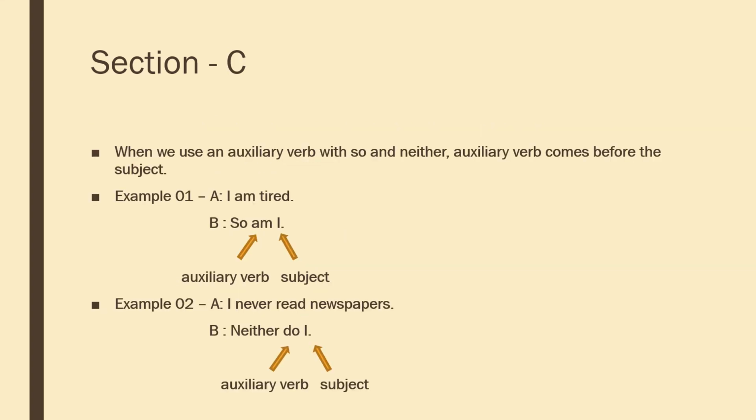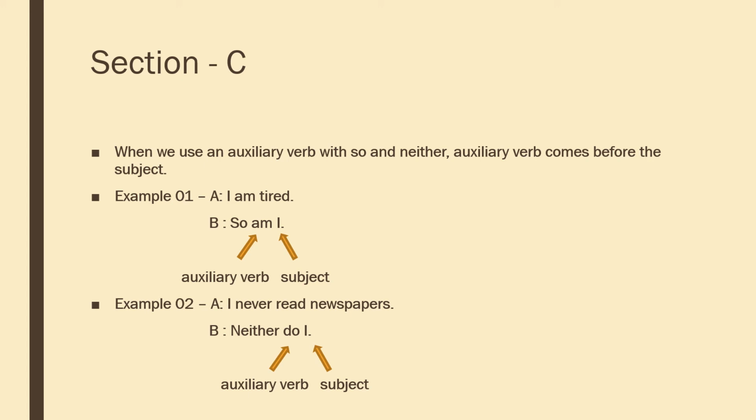According to section C, when we use an auxiliary verb with so or neither, auxiliary verb comes before the subject. The first example is A said, I am tired. B said, so am I. So am I means I am tired too. In the answer, so am I, am is the auxiliary verb and I is the subject.